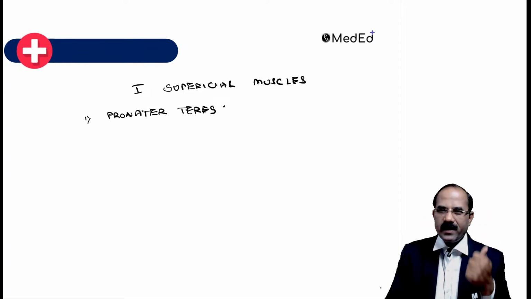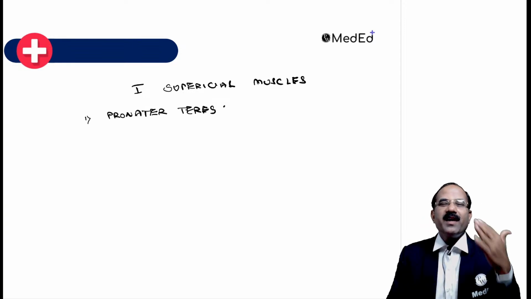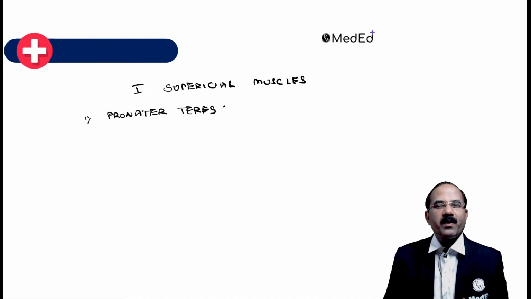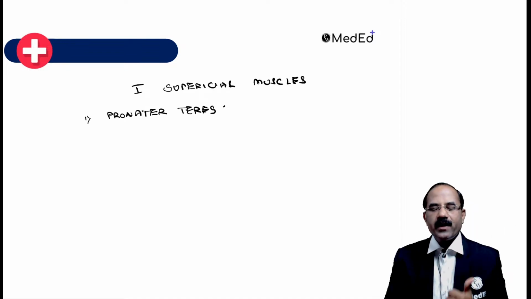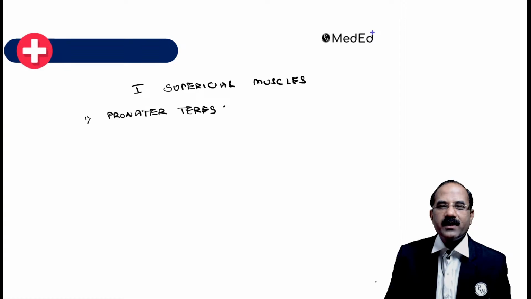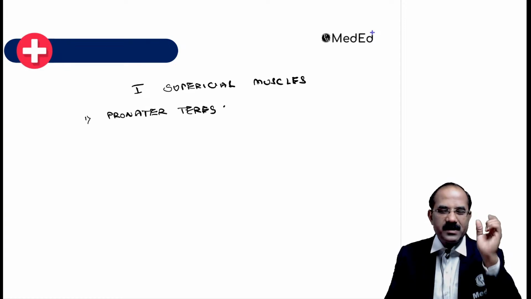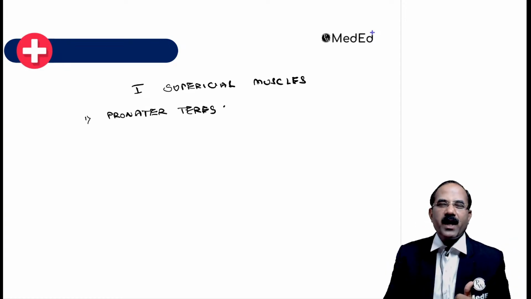The superficial head is also known as the humeral head. Humeral, because it arises from the humerus. The deep head is known as the ulnar head of pronator teres. Superficial and deep. One arises from the humerus. The other one arises from the ulna.